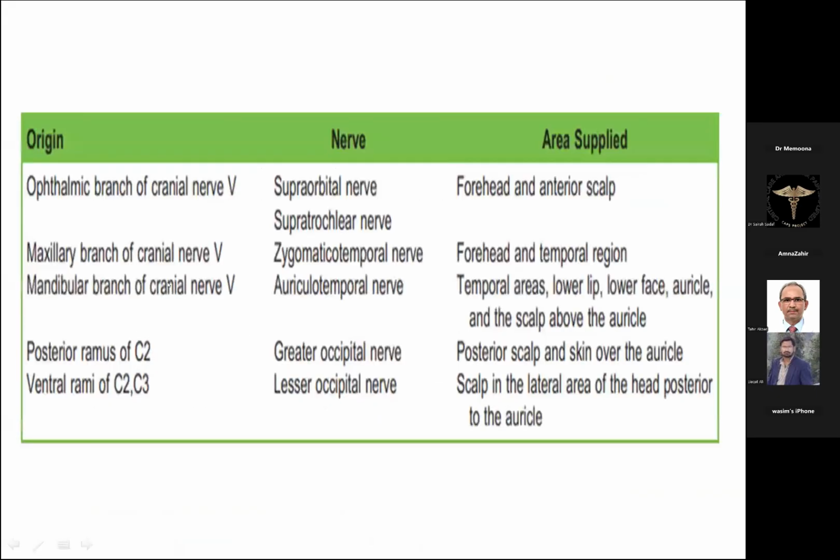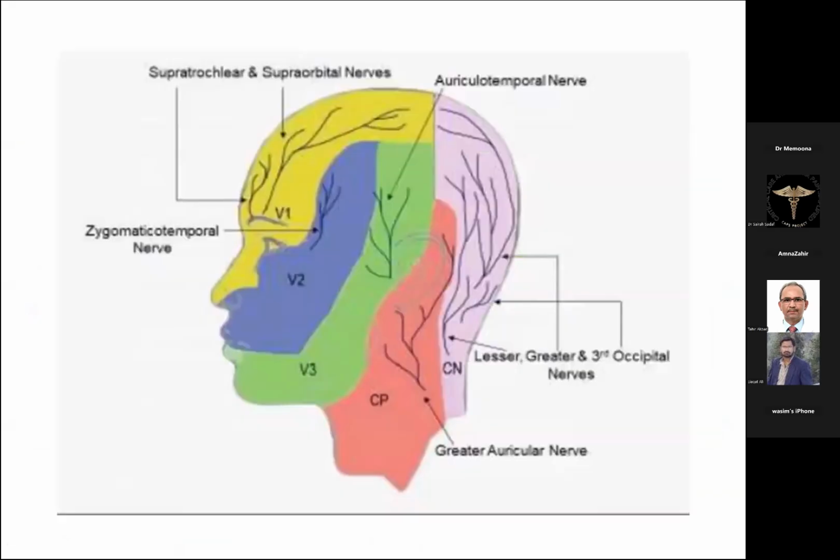This chart shows that all the 3 branches of the trigeminal or the fifth cranial nerve supply the anterior and lateral part of the scalp, while the greater and lesser occipital nerves supply the posterior part of the scalp behind the auricle. This chart shows the dermatomal distribution of each nerve.